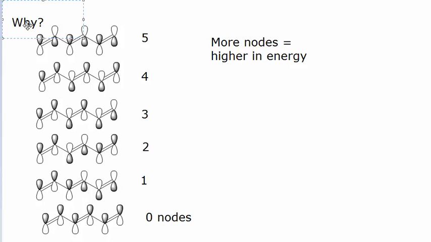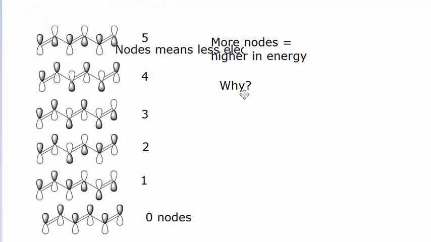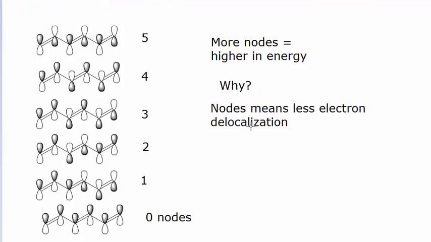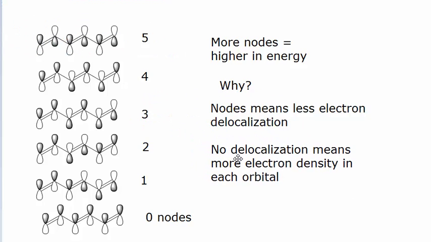You might think to yourself, why is this true? And then you remember back to our fundamental concepts from chemical bonding, that nodes mean less electron delocalization, right? As I was talking about here, if you have a node here, the electrons are trapped in this region or this region. They can't spread out as much as possible. What that means is when you have that lack of delocalization, you have more electron density in this region, because they can't spread out as efficiently. And when you have more electron density in an orbital, in general, you'll have a higher energy orbital.